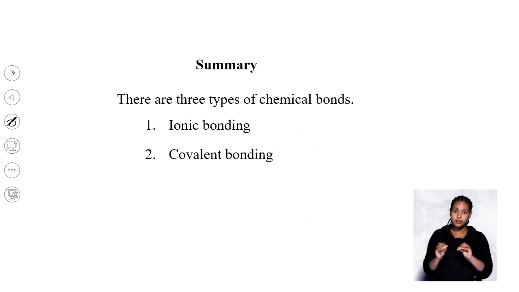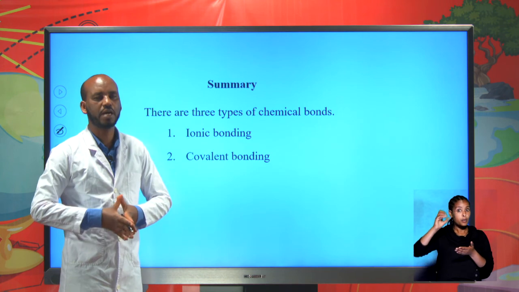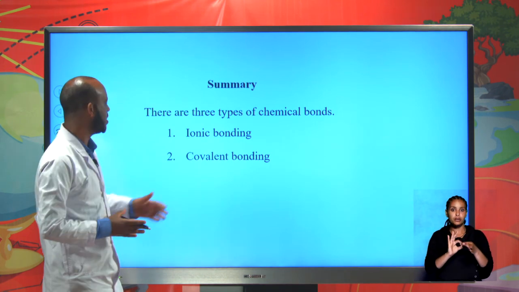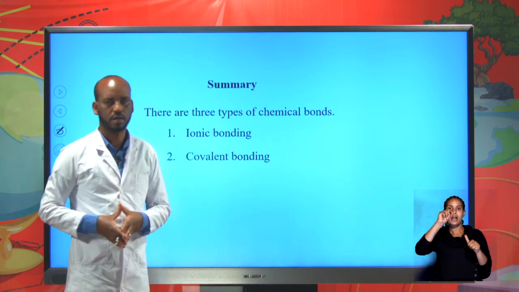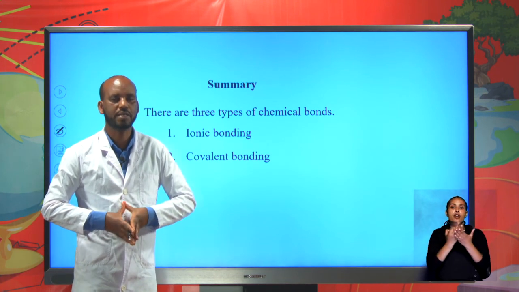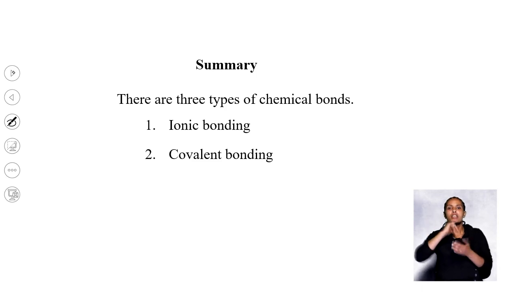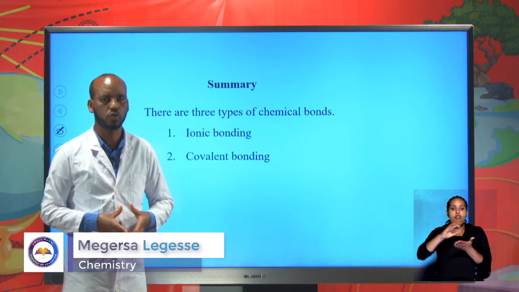Students, in today's lesson, we learned the 3 types of chemical bonding. One, ionic bonding. An ionic bond is formed by complete transfer of electrons from a metal to a non-metal. A covalent bond is formed by sharing of electrons.